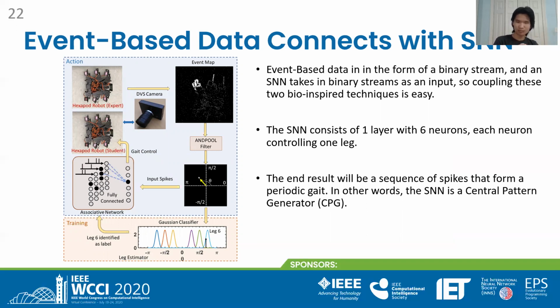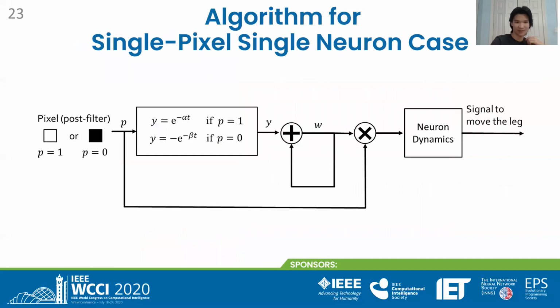So our spiky neural network consists of one layer with 6 neurons, and each neuron controls a single leg. So whenever a neuron outputs spikes, it's telling that leg to move. So in its essence, this spiky neural network becomes a central pattern generator where it's outputting a sequence of spikes, and the sequence of spikes is telling the robot which leg to move at what certain time. The flow from the pixel all the way to the leg looks a little like this.